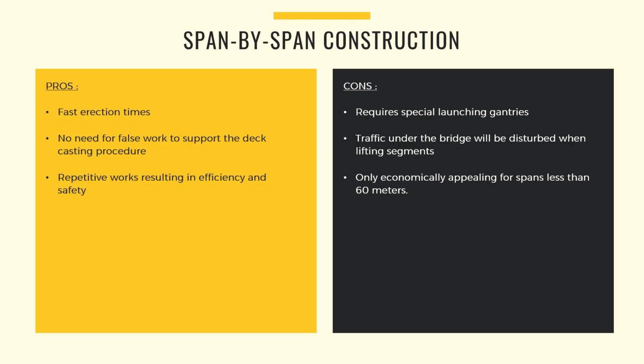Now, here are the pros and cons of the span-by-span construction method. This construction method is known for its fast erection times, no false work requirement, and the process is mostly repetitive, resulting in higher efficiency and safety. However, the span-by-span construction method also requires special launching gantries. Traffic under the bridge is also interrupted from time to time when precast segments are lifted. Lastly, this method is only considered economical for spans less than 60 meters.